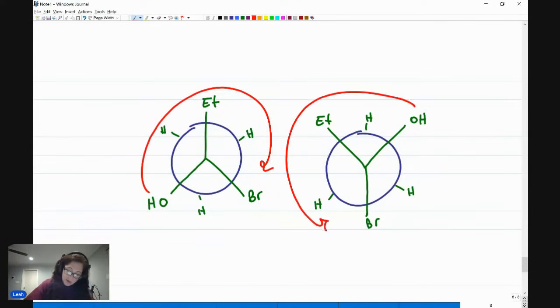OH, ethyl, bromine, counterclockwise. If the molecules are set up exactly the same way, but one is clockwise, one is counterclockwise, is that not exactly the definition of an enantiomer? So why would I waste my time doing anything else when I can tell you right here and now that these two are enantiomers? One goes clockwise, one goes counterclockwise. What do you think? Easier, faster, more doable?